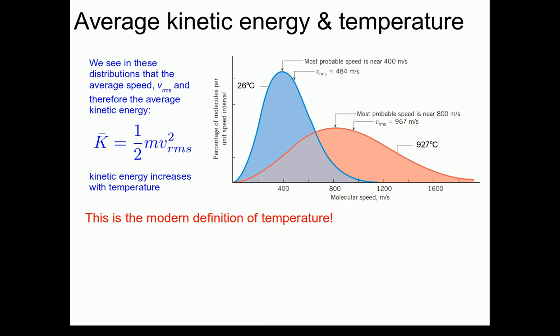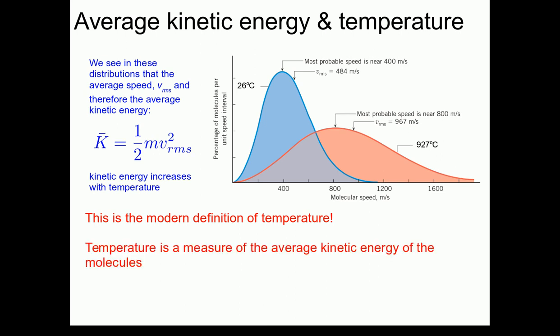This connection is the modern definition of temperature. Temperature is a measure of the average kinetic energy of the molecules. We'll get into the exact details of the equality later, but right now, what's important to understand is that if the temperature goes up, the average kinetic energy of the molecules has also gone up. Since temperature is defined as an average, you can't define the temperature of a single molecule. It's not a defined concept.